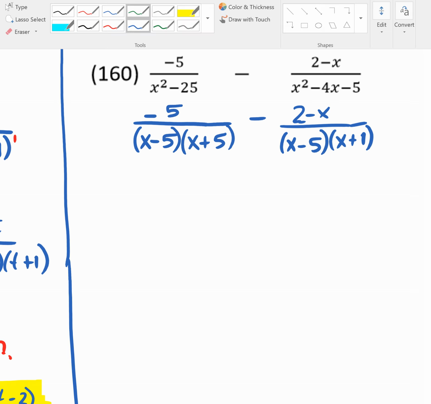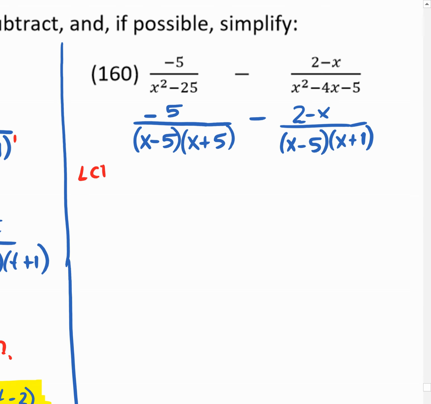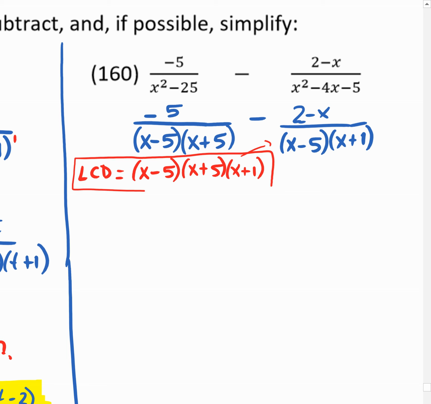Now that I see these denominators, I can tell the LCD should have each of those factors. I see an x minus 5 as a factor. I see an x plus 5. The second denominator kind of gave me an extra x plus 1 factor. But I don't need two x minus 5 factors, even though I see it in both factorizations. You notice that it only occurs once in the first one and once in the second one. It's only if it occurred twice in one or the other, or more than that, that you'd need more than one of those factors.